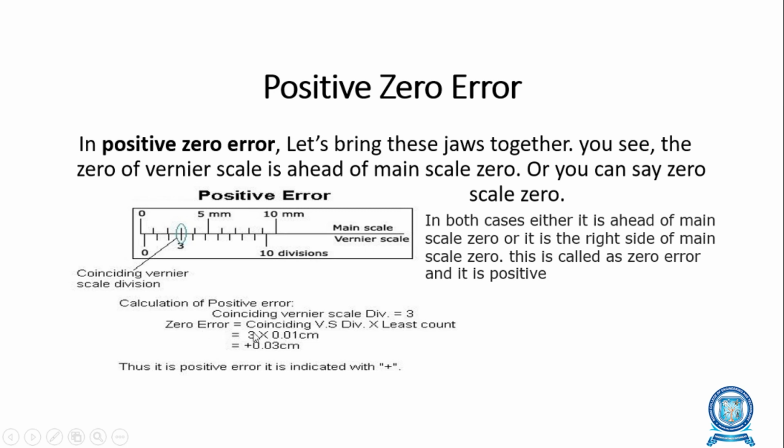Zero error is equal to the coinciding vernier scale division into the least count. The least count value is 0.01 centimeter. The coinciding value is 3, so 3 into 0.01 gives 0.03 centimeter as the positive zero error.